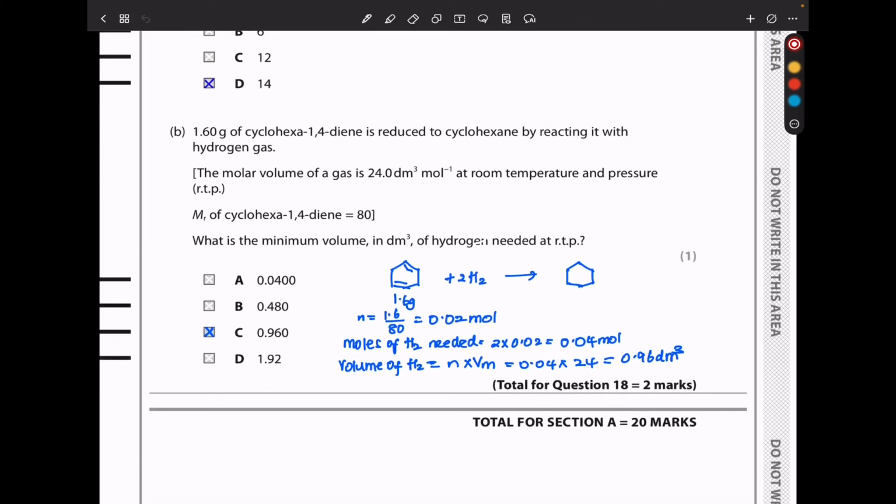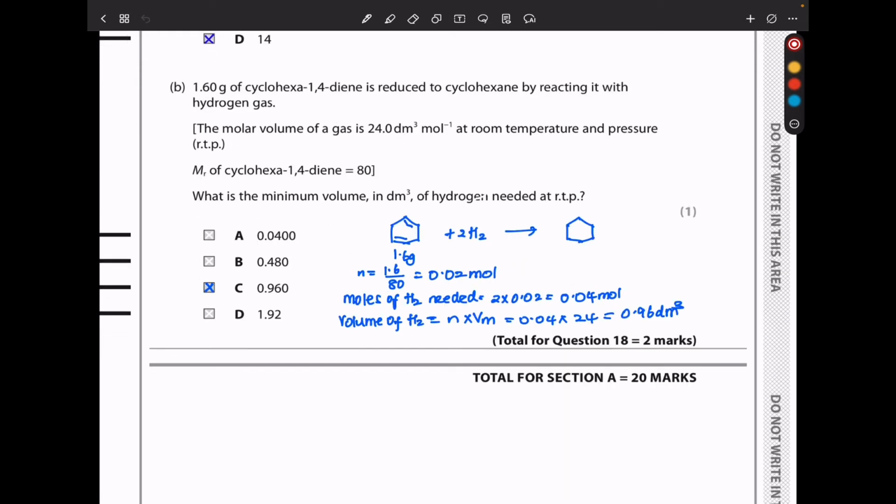Because this has 2 double bonds, it's going to react with 2 moles of hydrogen to produce the cyclohexane. The number of moles, if this is the mass, should be 1.6 divided by 80, giving us 0.02 mole. Now, the moles of hydrogen needed are going to be twice that. So 2 times 0.02 gives us 0.04 mole. And the volume of hydrogen is going to be number of moles times molar gas volume, which is 0.04 times 24 decimeters cubed per mole, giving us 0.96 decimeters cubed. And this is going to be my answer.